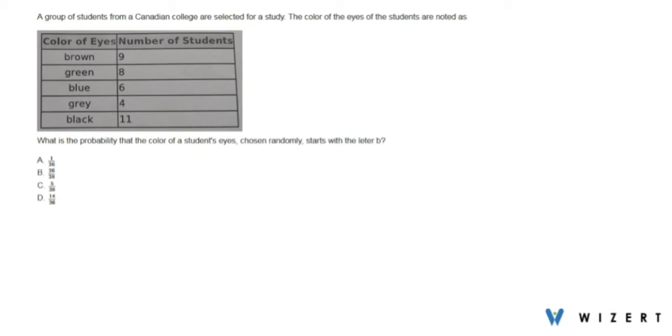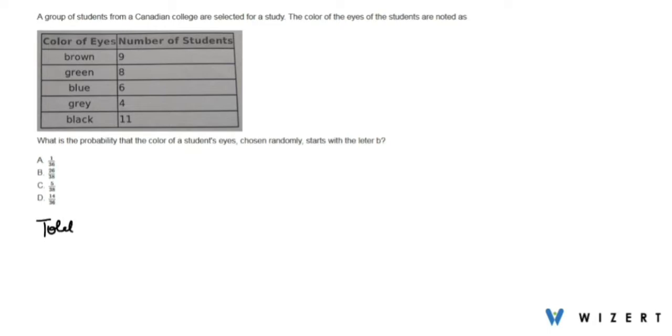A group of students from a Canadian college are selected for a study. The color of eyes of the students are noted as below in the table we can see. So what is the probability that the color of students' eye chosen randomly starts with letter B?